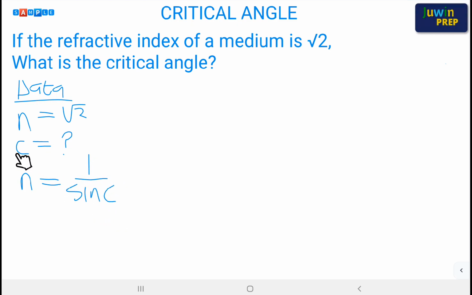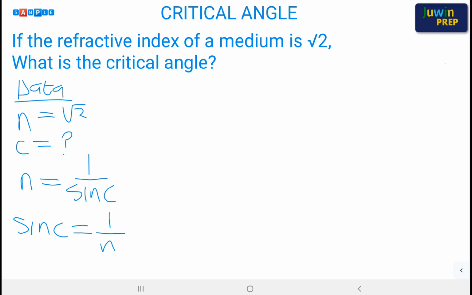Now note we are asked to calculate for c, and notice c is here, so we need to make c our subject of formula. How do we make c the subject? First we interchange sine c for n. So we'll bring n down and we'll bring sine c here. So this is written as sine c equals 1 over n. Note, sine c equals 1 over n.